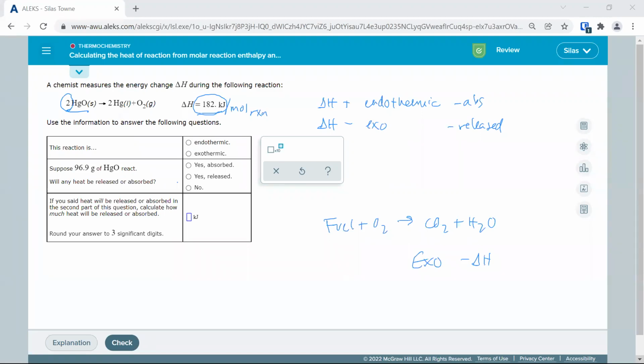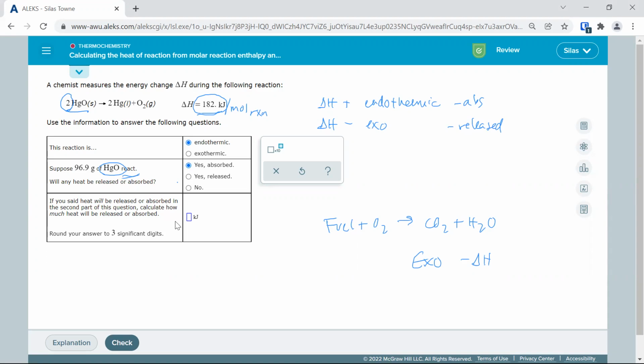So let's take a look. As I already talked about, this is a positive delta H. So this would be endothermic. Now, suppose we have 96.9 grams of this mercury oxide. Will any heat be released or absorbed? Yes. In order for this reaction to happen, heat has to be absorbed.